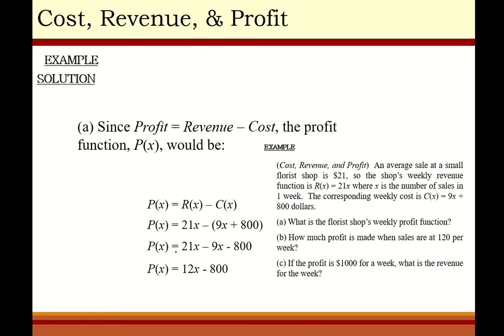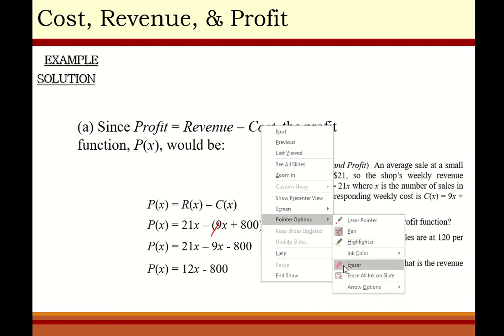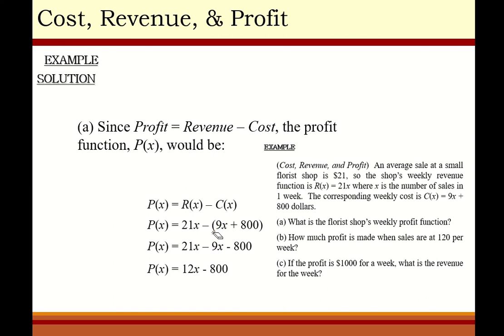So we have P sub x or profit function of x equal to 21x minus 9x minus 800. So minus, kasi there is an understood 1 here, you multiply mo by negative 1. So that becomes negative 9x, and the other one becomes negative 800. Okay? So profit function, therefore, is equal to 12x minus 800. Okay? So that is the profit function.